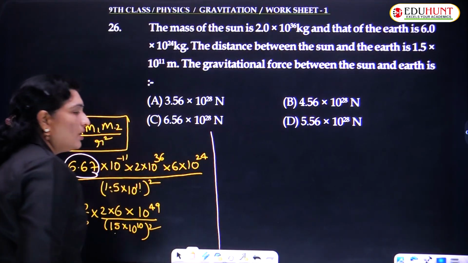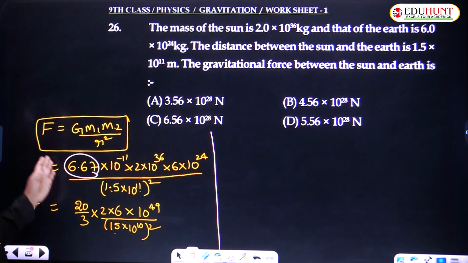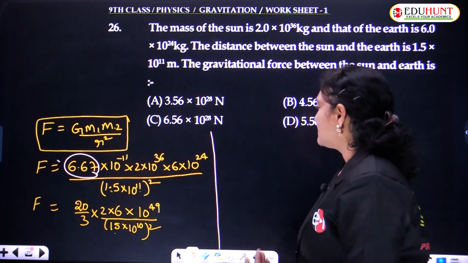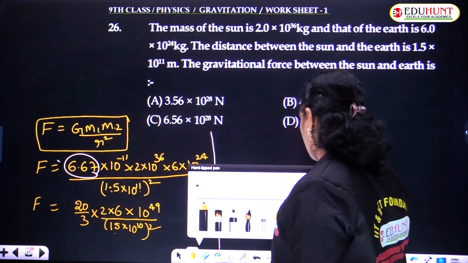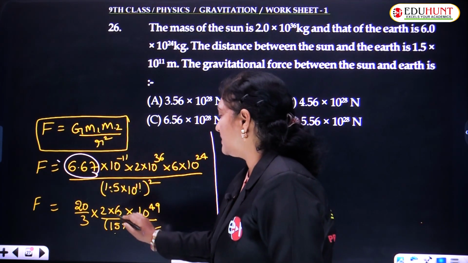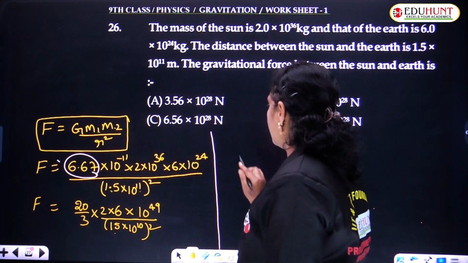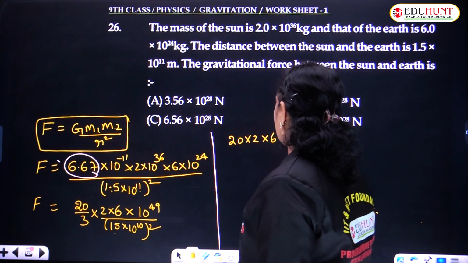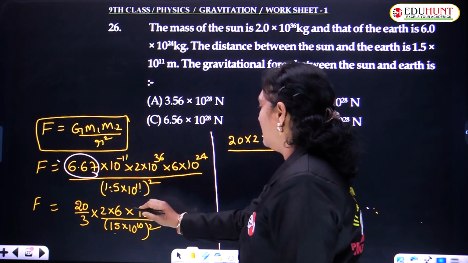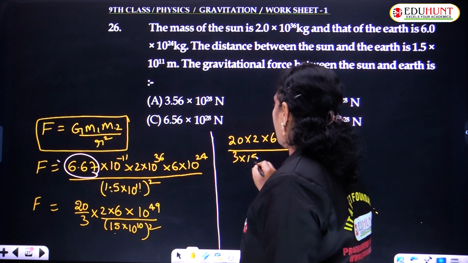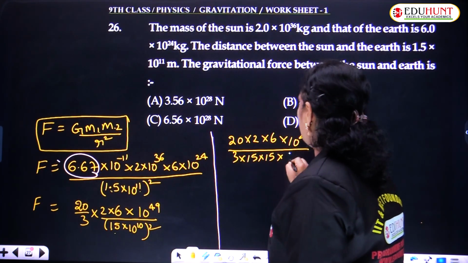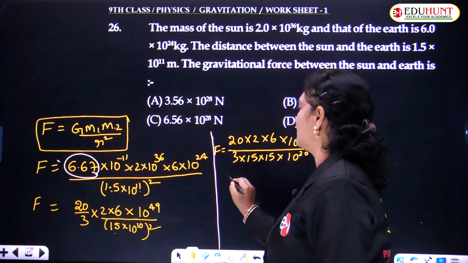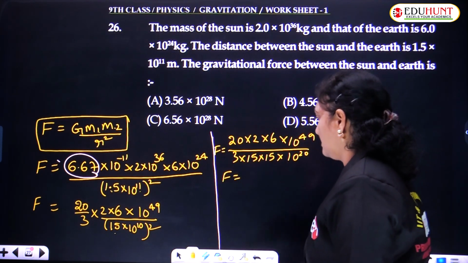So simplification is all up to you, children. Whatever way you use, just directly multiply and divide with 1.5. It's all up to you, the simplification part. But I'll try to go with a better, simpler method. Anyhow, so what are you left with, children, here? So write it in the next step: 20 into 2 into 6 into 10 power 49 upon 3 into 15 square, which is 15 into 15 into 10 power 10 square, that is 20. So this will give you the value of force acting between sun and earth.